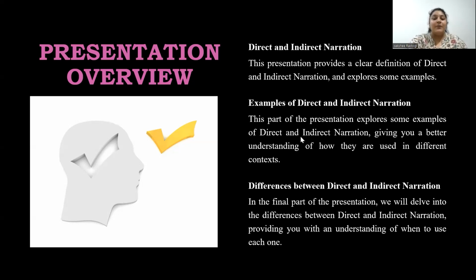So these are the examples which illustrate the different ways direct and indirect narration can be used to convey a character's thoughts and feelings. So what is the difference between direct and indirect narration? Here are some differences between direct and indirect narration. The definition of direct narration is that it addresses the reader directly using the second person pronoun, which is "you". The purpose of direct narration is to create a sense of immediacy and intimacy, drawing the reader into the story.